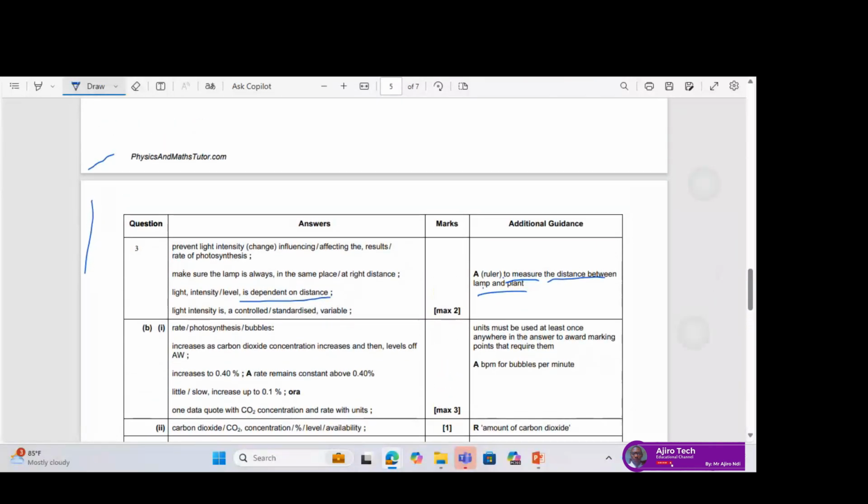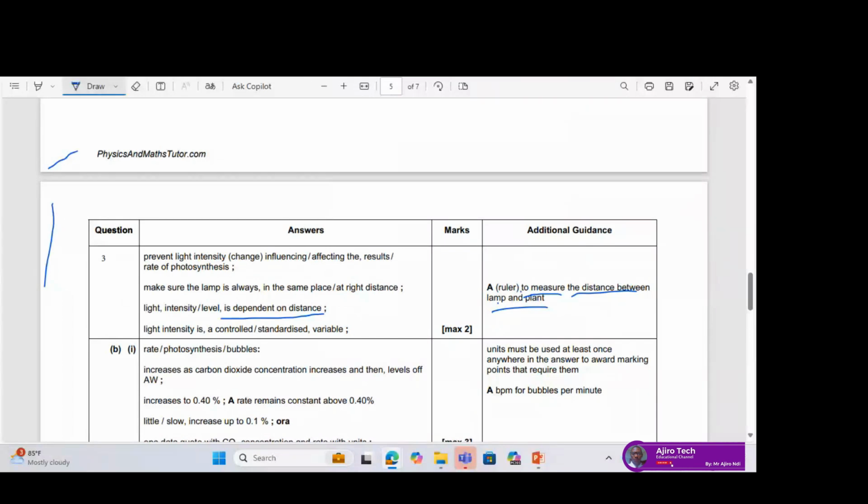Okay, so look at that now. It says the rate of photosynthesis, or rate of number of bubbles, increases as carbon dioxide concentration increases, then levels off. That's 1 point. It increases to 0.40, then above 0.40, it remains constant. All right, that's another point.